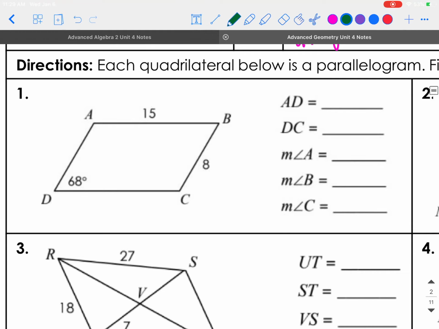So we're looking for AD. AD is here. We know that that's the same as BC. So it's 8. DC is down here. That one's the same as AB, so it's 15.